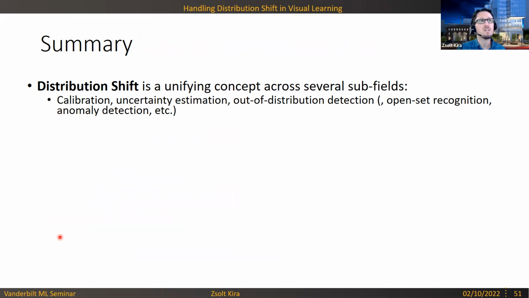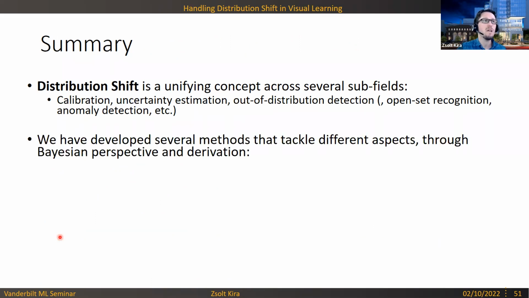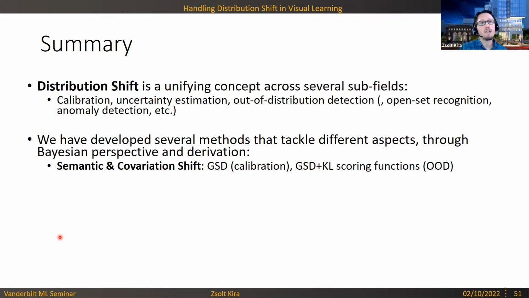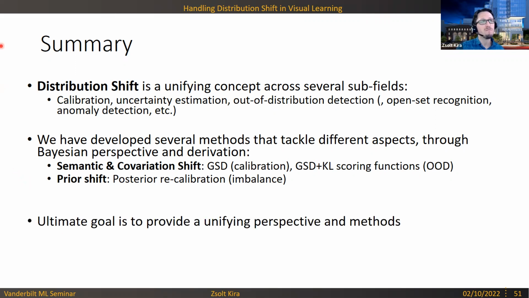Distribution shift is really a unifying concept across many different fields, including calibration, uncertainty estimation, out of distribution detection, robustness, and so on. We've developed several methods that actually do tackle this in a unified way. And we can tackle both covariate and semantic shift using a single method and do well both in calibration and out of distribution detection. We have some other works that look at imbalanced learning from a Bayesian perspective as well that I won't cover.